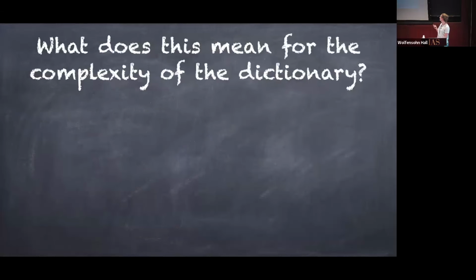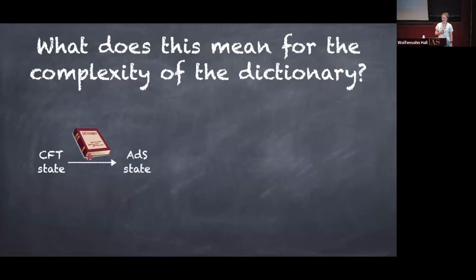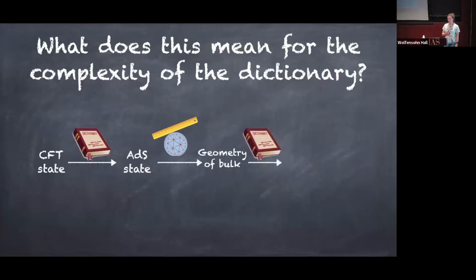Okay, so what's nice about this construction here? Well, again, we can look at how we might try and measure entanglement using the AdS/CFT dictionary. So we can start off with some state in the conformal field theory, apply the dictionary, and end up with a state in AdS. By measuring distances in this AdS space, we're going to get some information about the geometry of the bulk. And in particular, we can determine the length of some minimal surfaces.